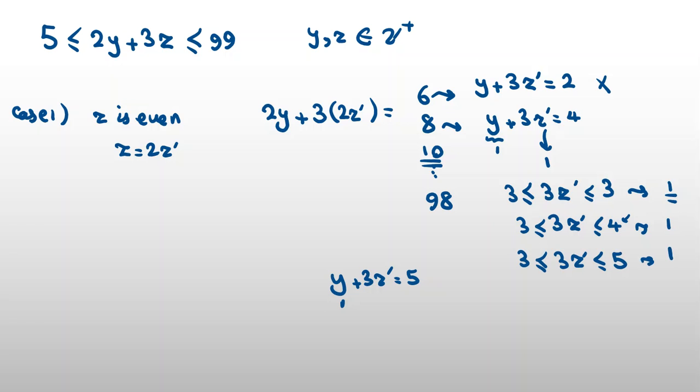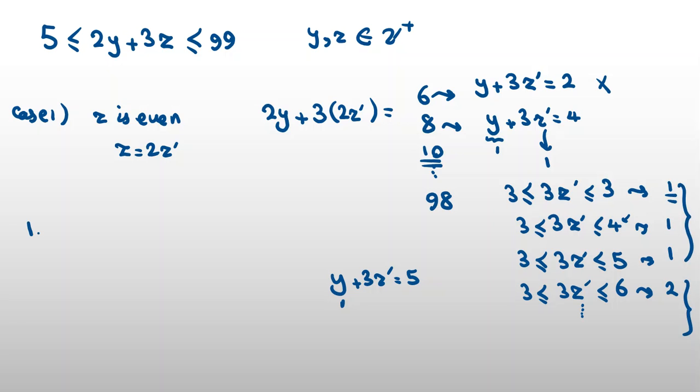So if we check, again only we have 1. Next case, 3z prime. 14 over 2, similarly, 7 minus 1, 6, greater than or equal to 3. So we have 2 cases here. z prime can be 1 and 2. And so we have 1, 1, 1, 2, 2, 2.